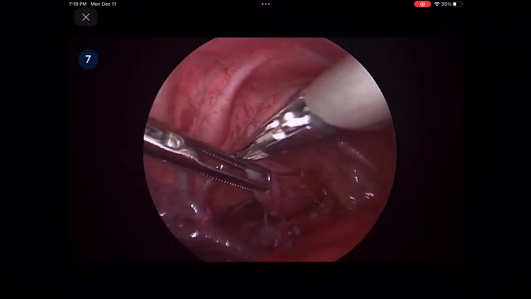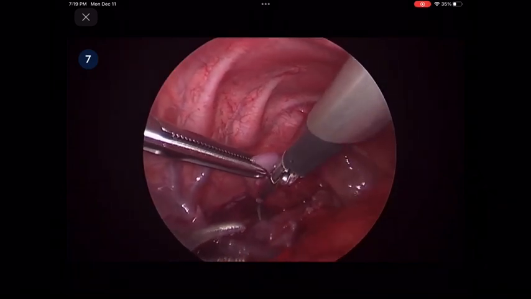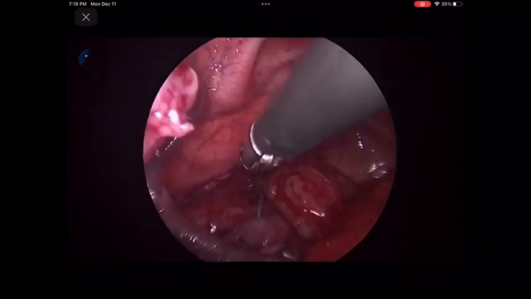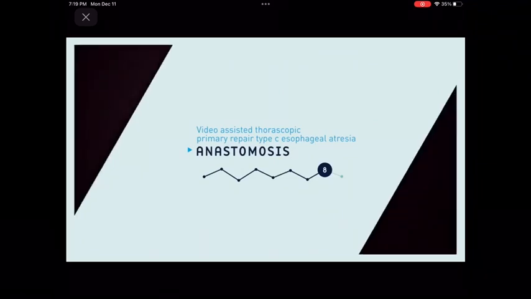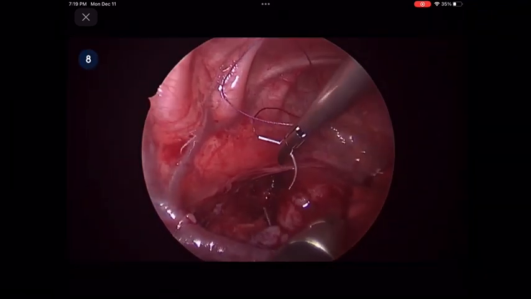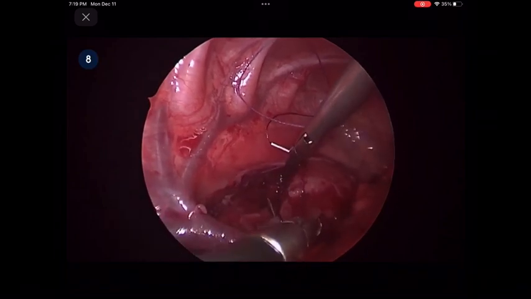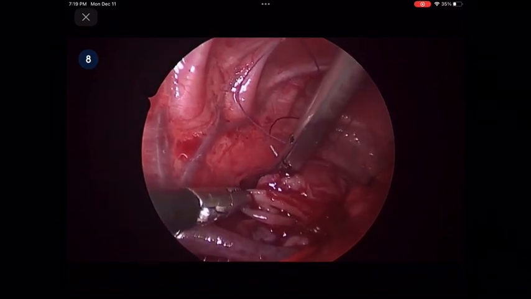Now mobilized, open the proximal esophagus using scissors. Resect the blind end and remove the redundant tissue from the chest. Begin the anastomosis by placing an outside to inside stitch in the posterior wall of the proximal esophageal section using a resorbable 5.0 suture.